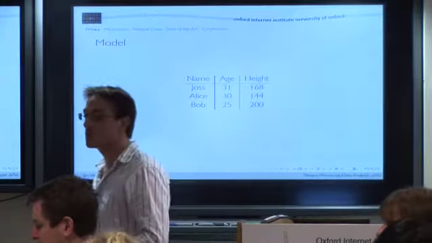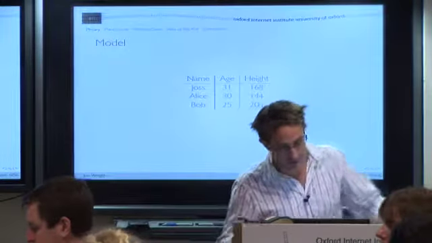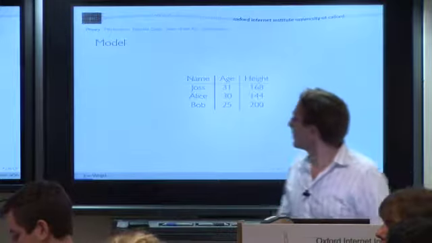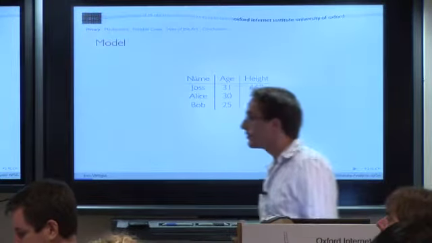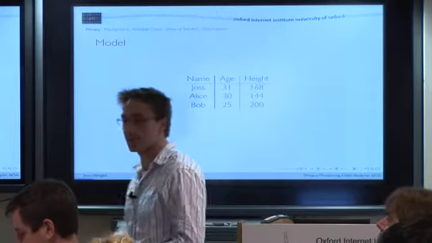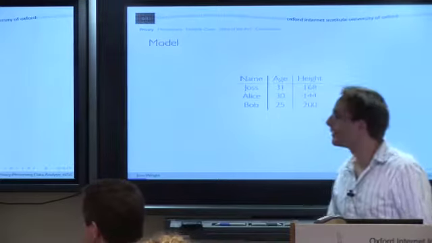So this is a model database of the sort of thing we might be looking at. We've got some random stranger called Joss, who happens to be 31 years old and 168 centimeters tall. In a talk on privacy, this is perfectly accurate data, I can tell you that. I didn't put weight in, don't worry.